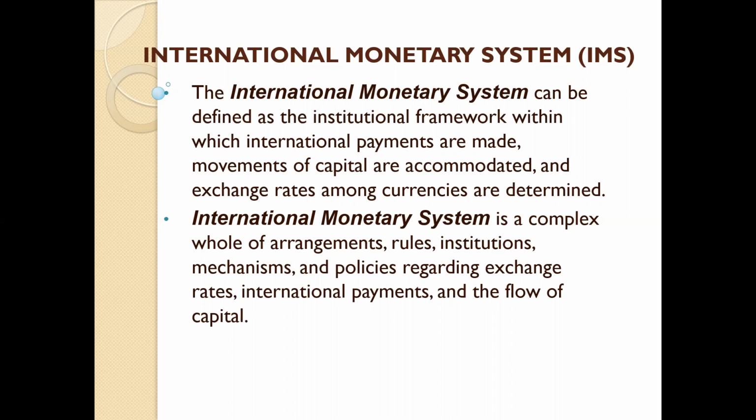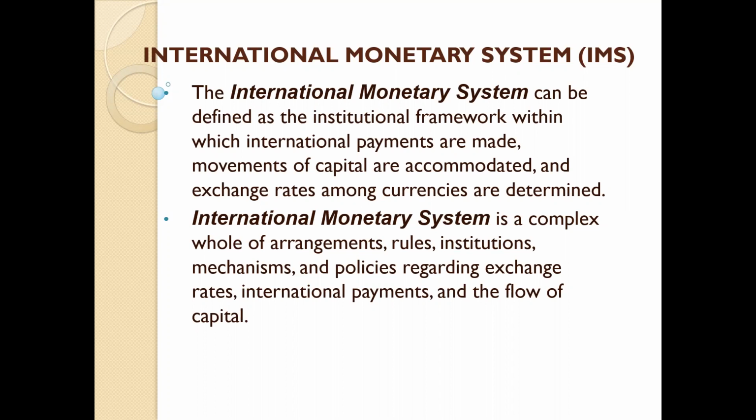international monetary system is. It can be defined as an institutional framework within which international payments are made, movements of capital are accommodated, and exchange rates among the currencies are determined. If we take it as an institutional framework, there will be a framework for how the payments are to be made, through which mode, which bank, which form, which movements of capital are to be accommodated, or exchange rates of which currencies, maybe two or three currencies traded simultaneously. So we have to look into all those things.